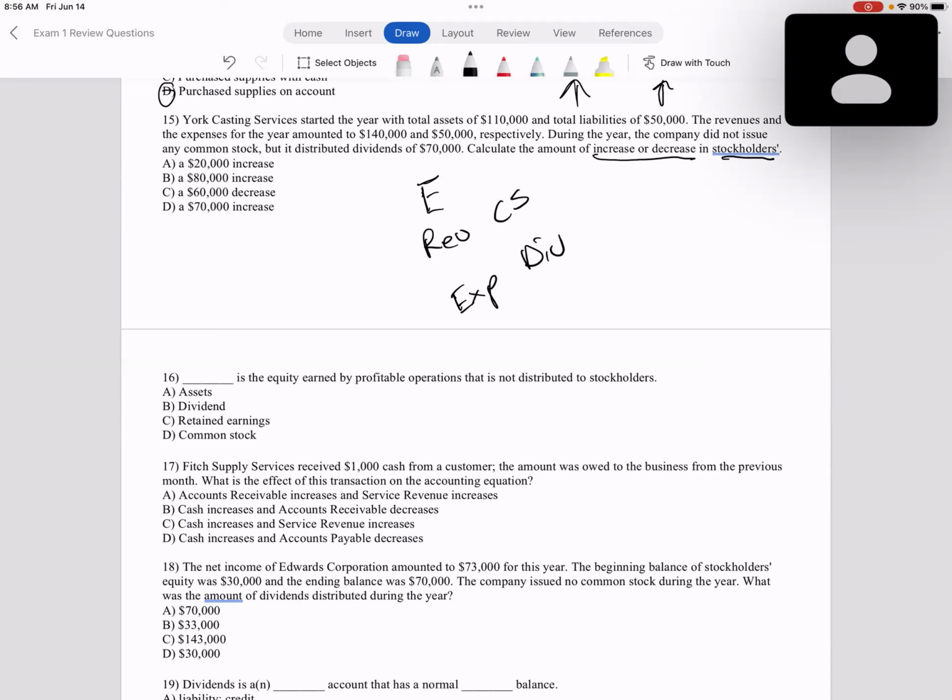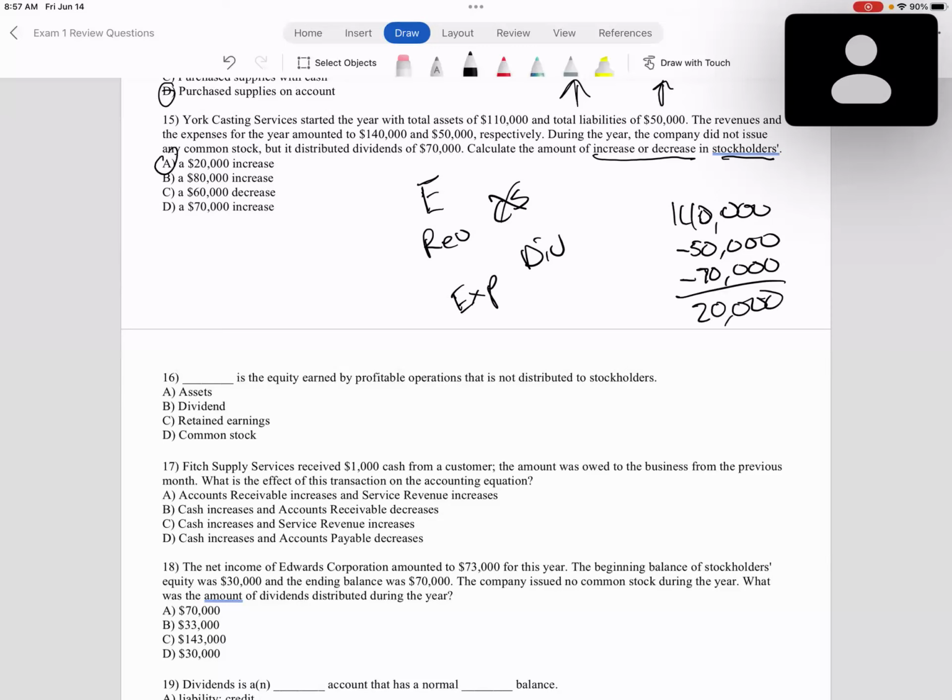So revenues were 140. That increased equity, so that's positive. Expenses were 50. That's going to be a decrease. And then we didn't issue any common stock, so obviously we don't need to worry about that one. And we did distribute dividends. Dividends decrease equity, 70. Okay, so we just need to do that math real quick. So 140 minus 50 minus 70. And so the change was an increase of 20,000.